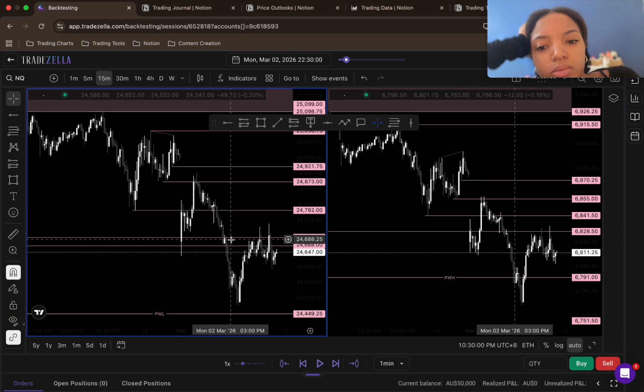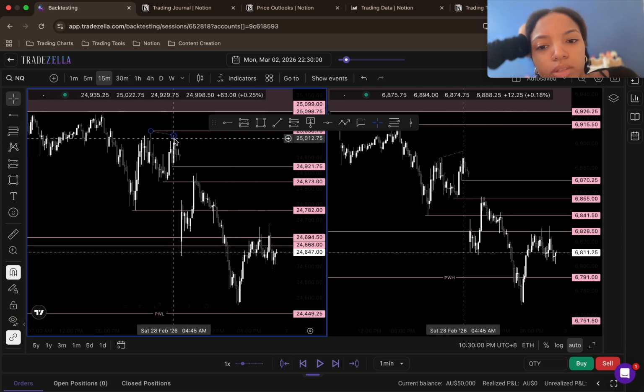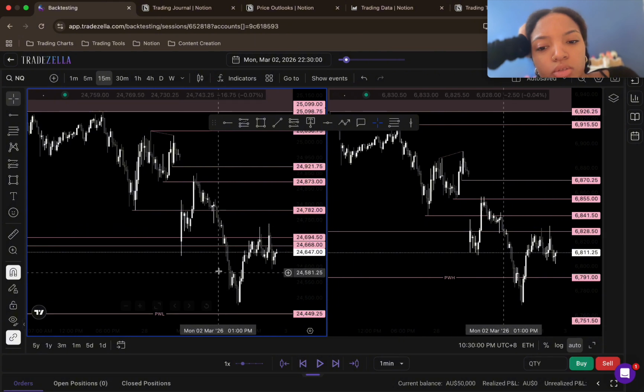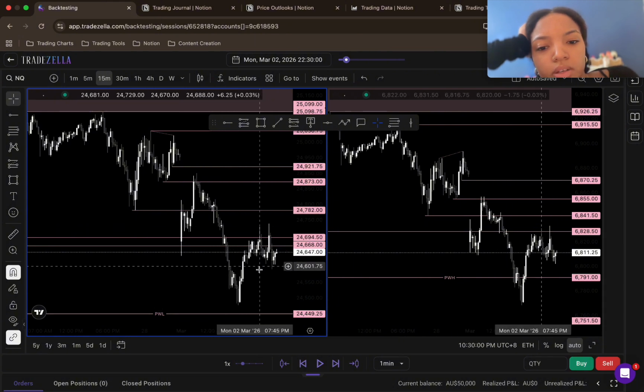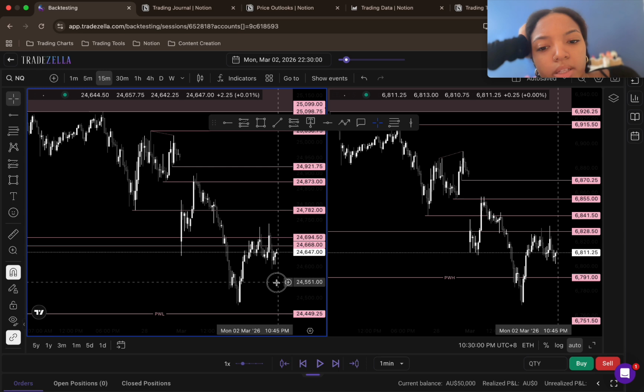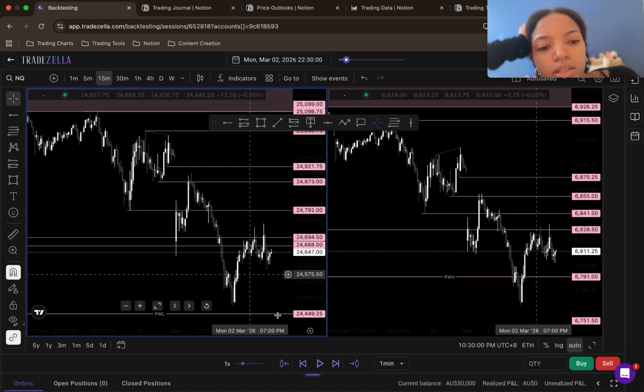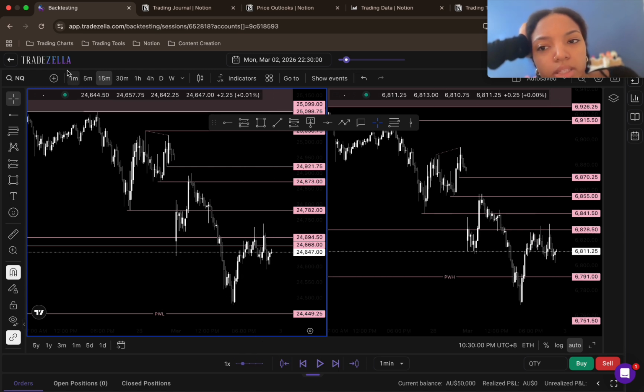Alright, well, we're trending towards the previous week low. We displaced past these draws here. We've come in, we've manipulated internally a little bit. We've rebalanced this fair value gap, so let's see if we continue lower.